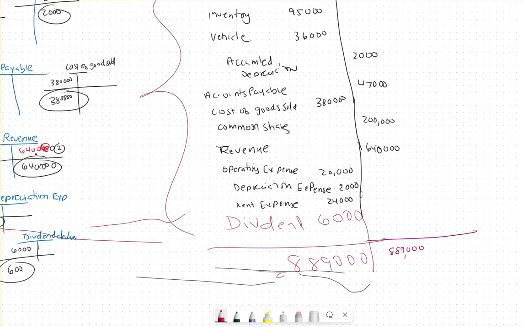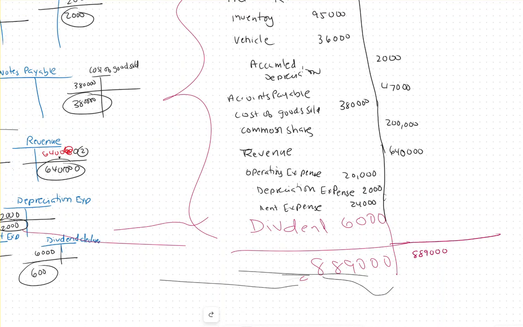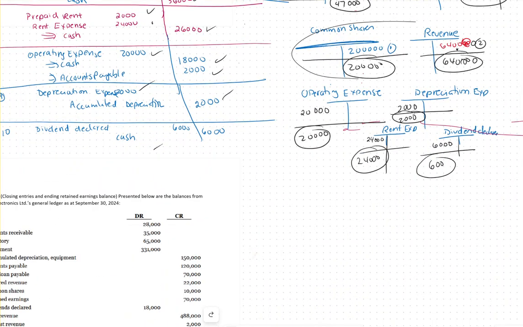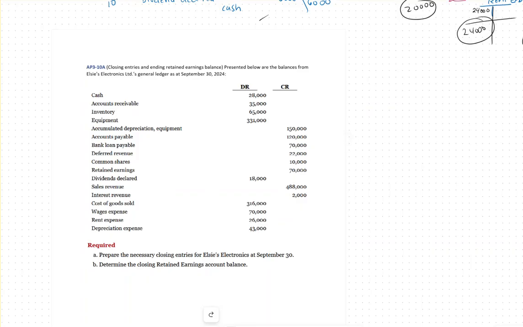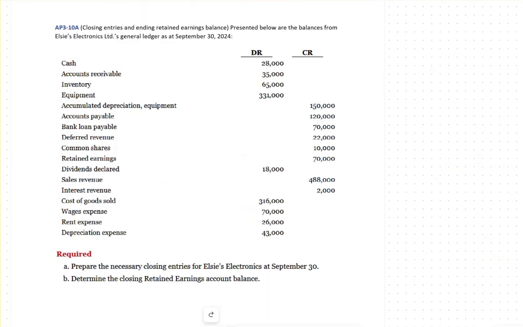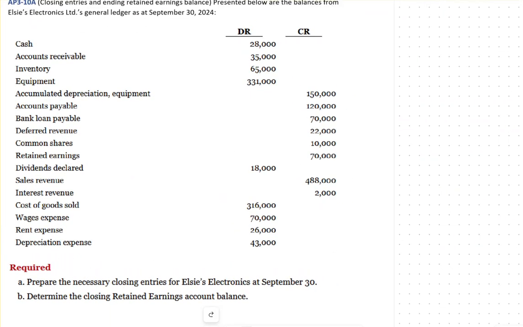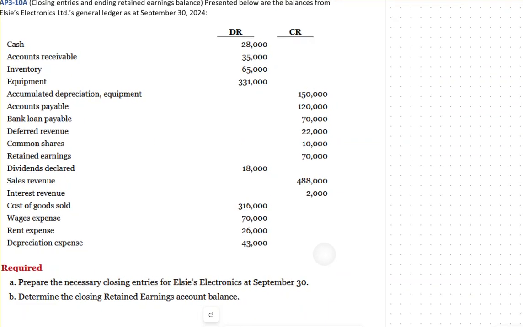Again, the closing entries will be one of your questions. So when you do the questions, we wanted to do 13-10, which is asking you to do the closing entry. Why do we need to do a closing entry? So we can start with the new year.